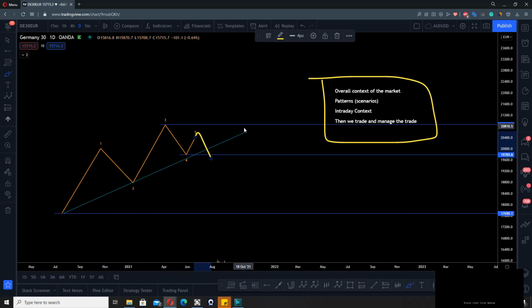You look at the overall context of the market and create a bias. Then you look at patterns, what patterns could happen. You look at different scenarios. But remember, you start with the most basic, simple pattern, which is a regular flat, and then from there you adapt and change your analysis as the price data unfolds. And then intraday context: you go down to lower time frames and you look for clues, signals, validations, and confirmations that can tell you that this pattern is actually working, it's starting to go up.